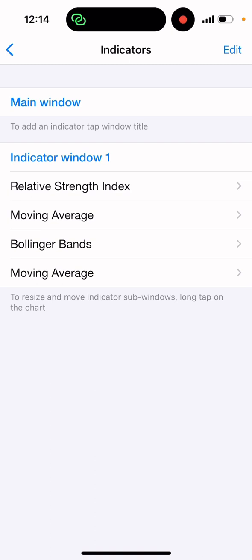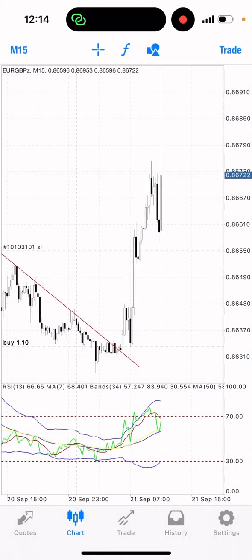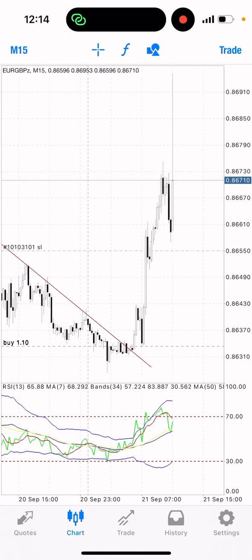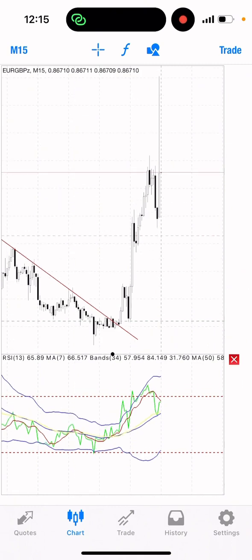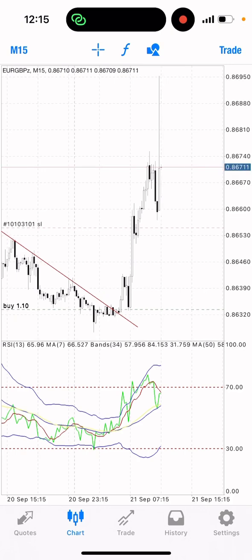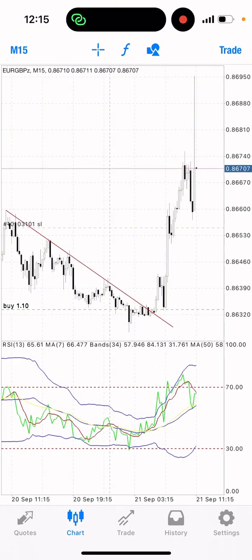So after adding the relative strength index, you click on indicator window 1 and add the three indicators here. These three indicators should be applied to first indicator's data, which is the relative strength index. After adding them, you click done. Guys, after adding the indicators, here is how the TDI indicator is going to look on your chart.